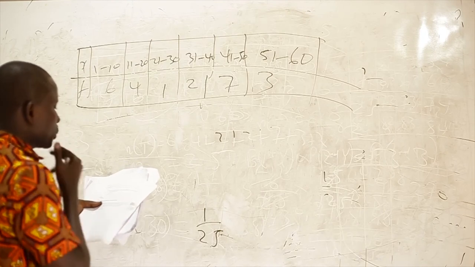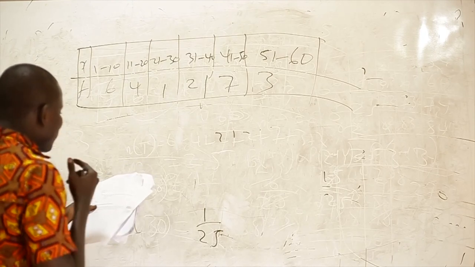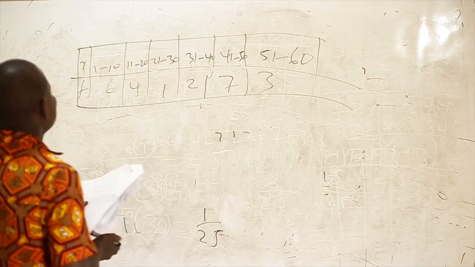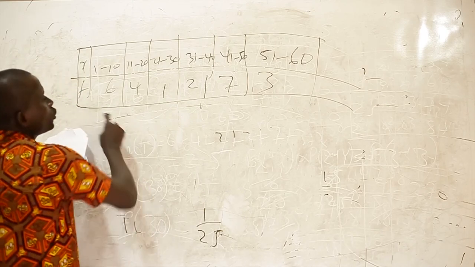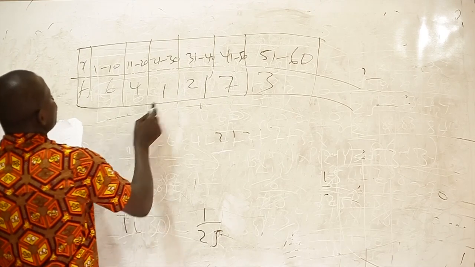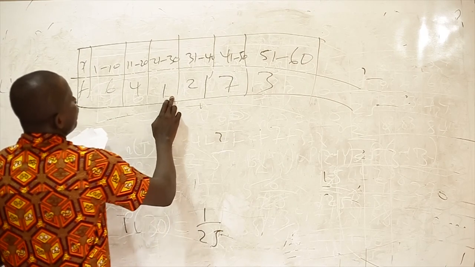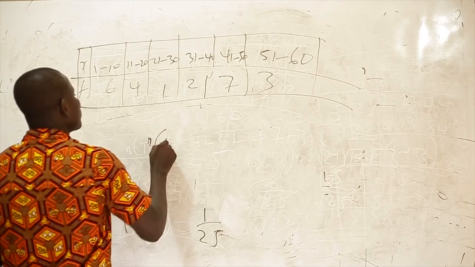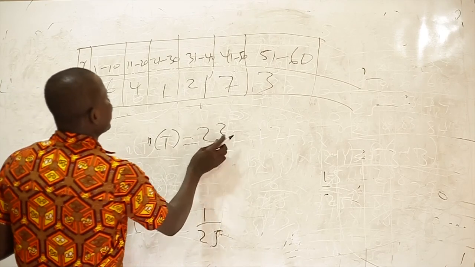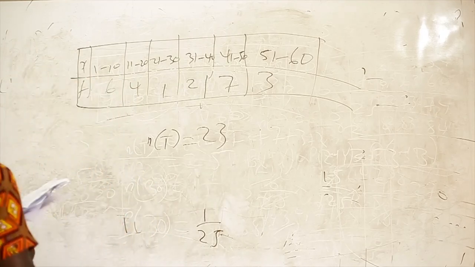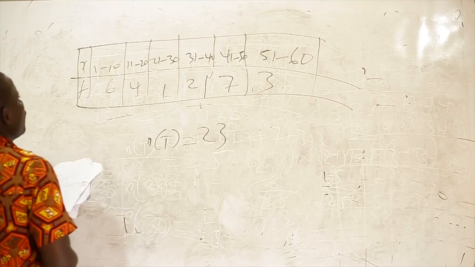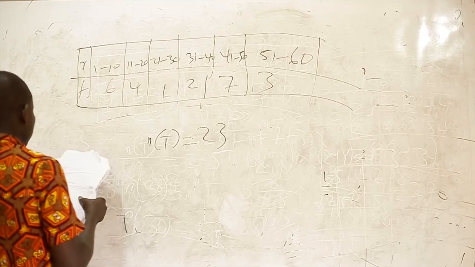If a student is picked at random, what is the probability that he scored between 11 and 30? So we have to know the total once again. Here is what? 11, 13, 20, 23. So n total is equal to 23. Is that okay? This one you should have done, so I'm just giving you a clue. That's why I'm moving a little bit faster. The total is 23.